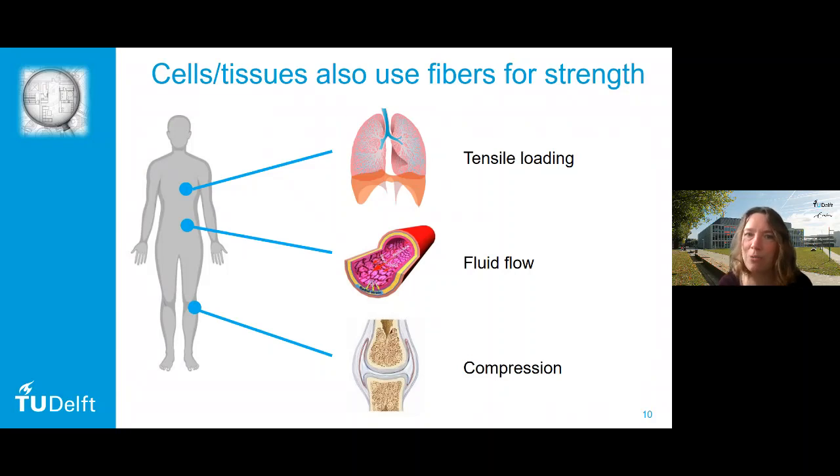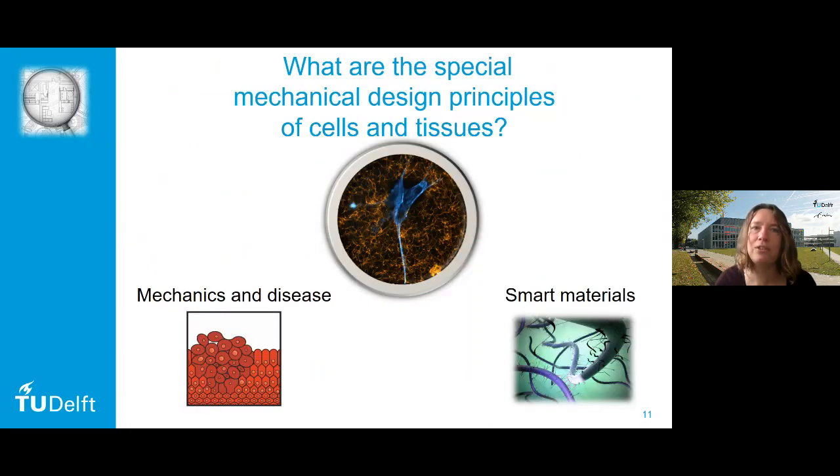By using fibrous scaffolds, the body is able to make tissues and cells that are very strong, which is important because, for instance, your lungs breathe in and out, which stretches your cells continuously. In your blood vessels, there's fluid flow, and in your knees and in your spine, there's a large compression of your tissue. And somehow cells and tissues need to resist this, and they use the fibers to do that. So the question that we study in my lab is, what are the design principles of these networks?